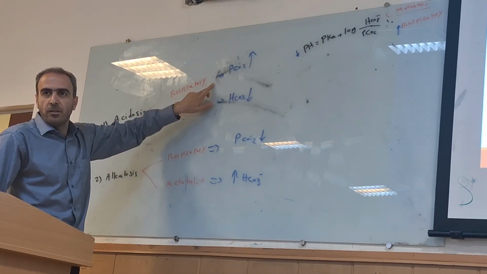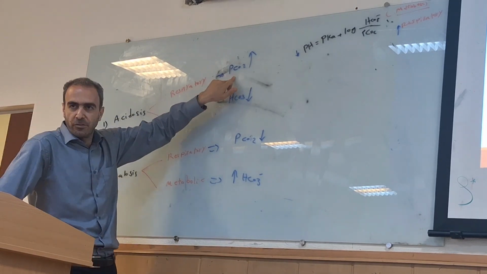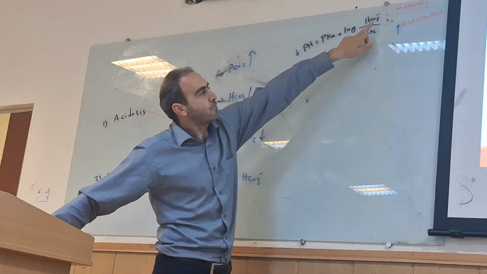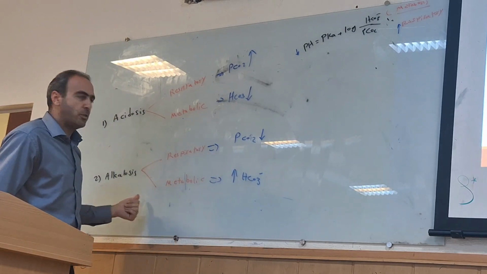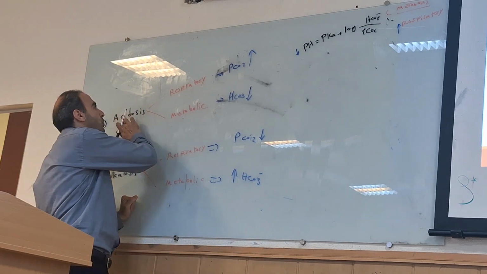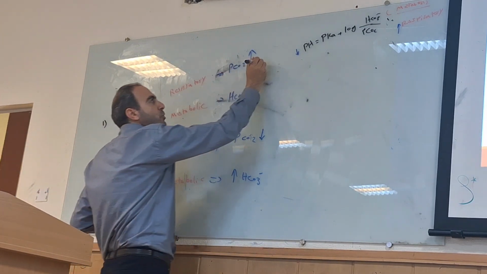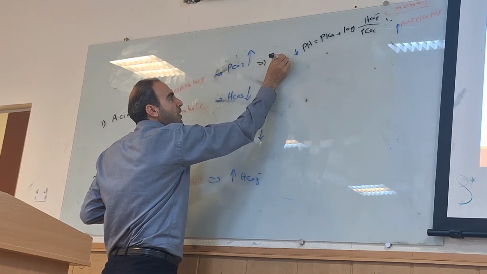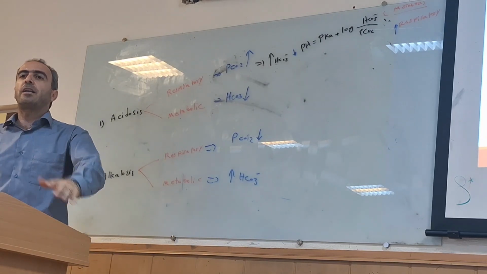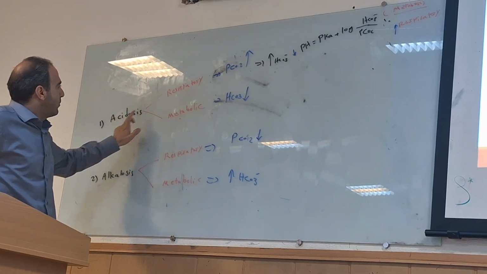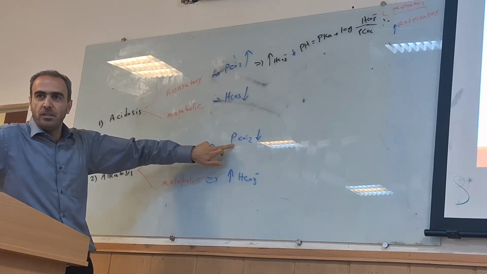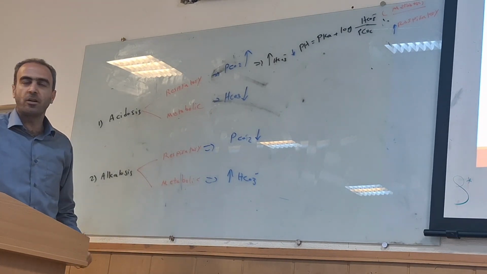When we have a respiratory acidosis and CO2 is increased, what should we do? We should increase the bicarbonate also. How can we increase bicarbonate? By metabolic alkalosis. So for respiratory acidosis, we should increase bicarbonate, which is known as a metabolic alkalosis. For the metabolic acidosis, because bicarbonate is decreased, we have to decrease PCO2. So we have to do respiratory alkalosis.